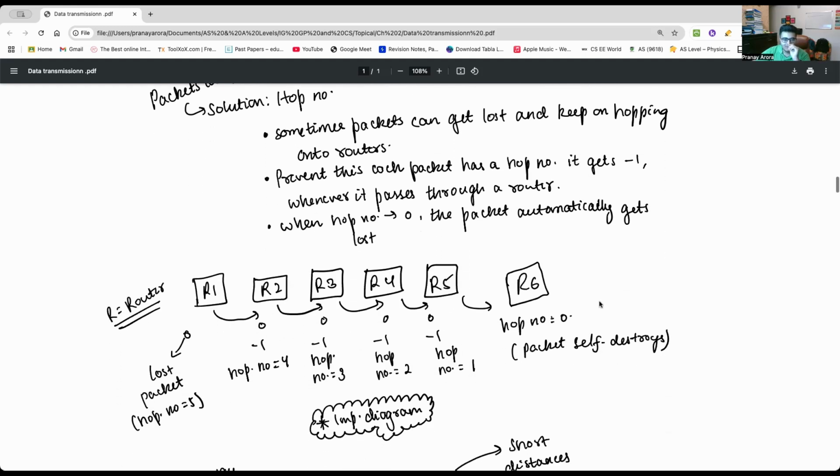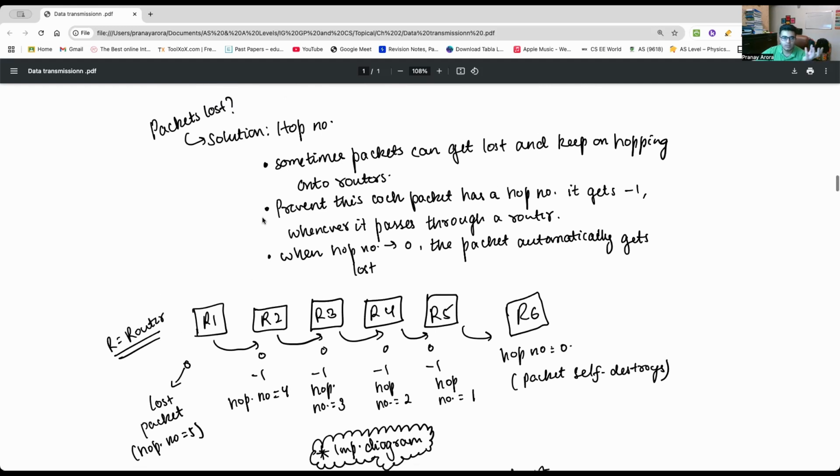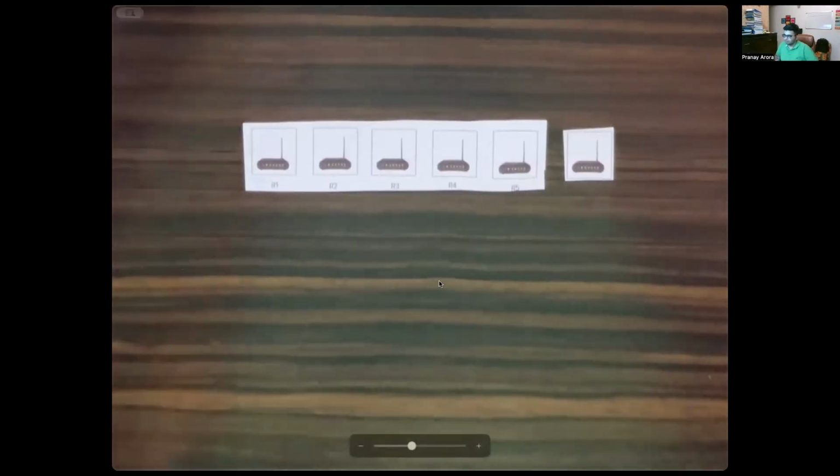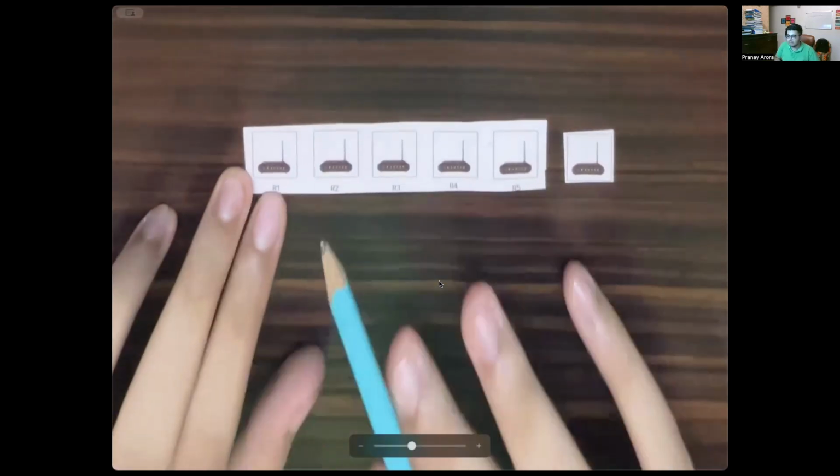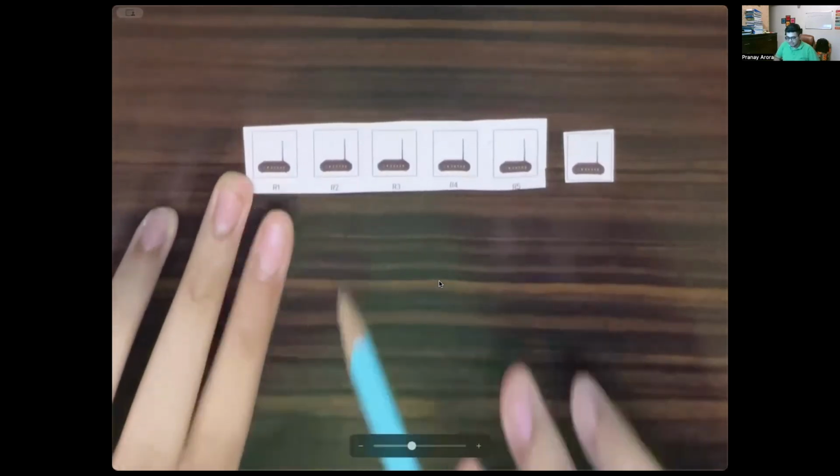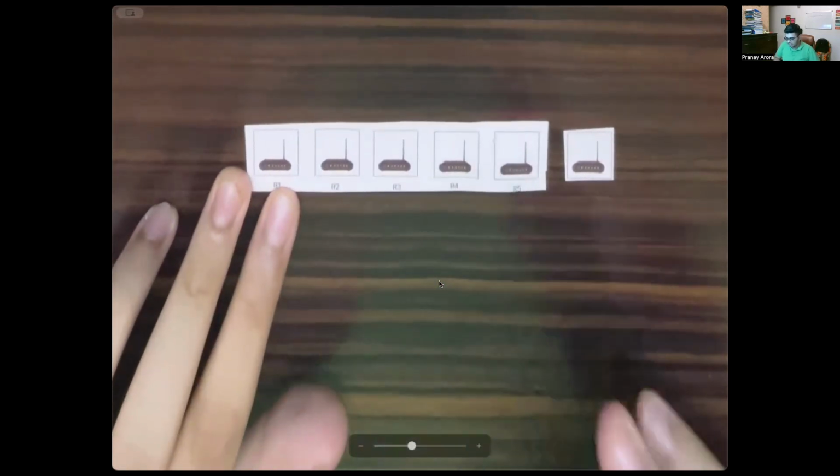Now, we just discussed how packets can get lost. What do we mean by packets can get lost, and what is the solution to that? A solution to that is hopping. Let's understand via a physical module how hopping works. Suppose this is the packet's route, and there is some corruption in the packet, and the data where the packet holds where it needs to go, what is its route, that data gets corrupted. So obviously the packet will be lost.